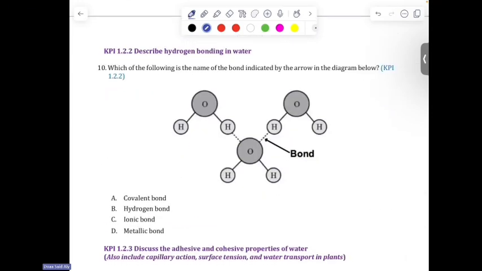Then number 10. Which of the following is the name of the bond indicated by the arrow in the diagram? They are asking about this bond. You know what? This is the hydrogen bond.